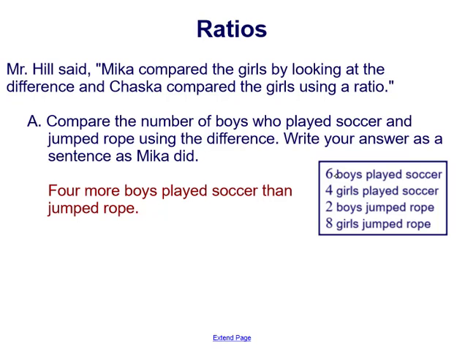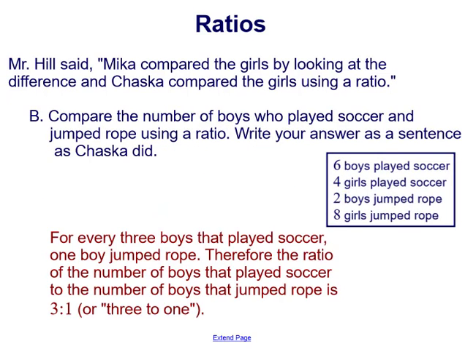If we have 6 boys playing soccer, we have 2 boys who jumped rope. If we're looking at the difference, that would be 6 minus 2, which is where we're getting the answer of 4. 4 more boys played soccer than jumped rope.